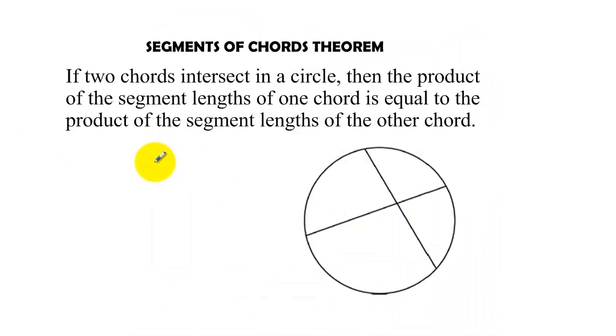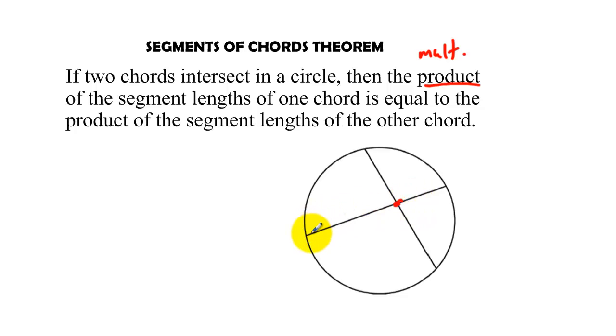All right, let's get right down to it. The segments of chords theorem. Now this whole lesson is really about segment length. So we're going to move away from the angle measures and look at lengths of segments. In this case, chords. When 2 chords intersect in a circle like they do right here, then the product of the segment lengths, so think about multiplying with products, the product of the segment lengths of one chord is equal to the product of the segment lengths of the other chord.